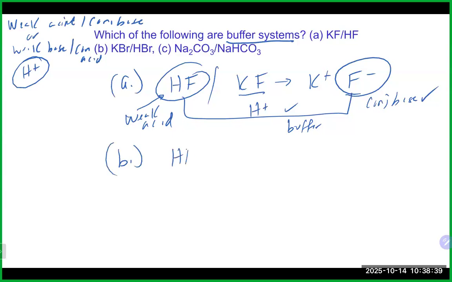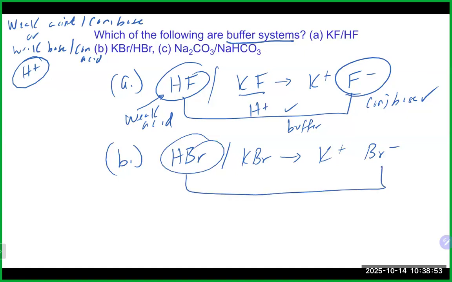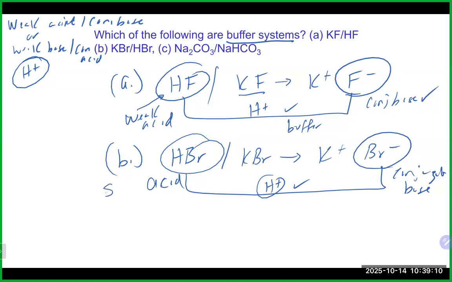We got basically HBr. And again, the one with the more hydrogens is the acid, and this would be KBr, which again is a salt, which again is K plus and Br minus. So again, if we look at this, this is an acid. This would be its conjugate base, and that is an H plus difference, so that is good. The HBr is what type of acid? It is a strong acid. It's one of those 6, so that is not good. So this cannot be a buffer, again, because it is a strong acid.